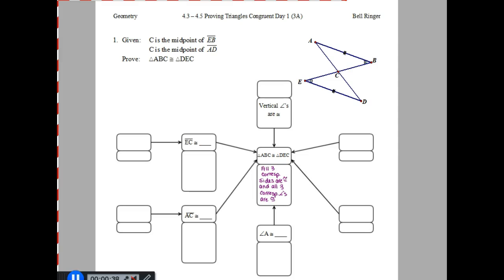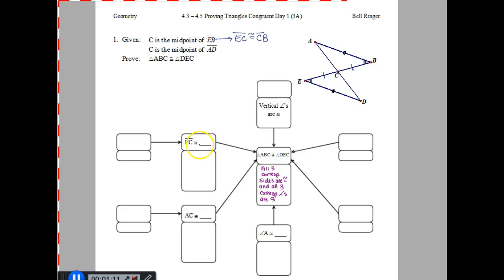So let's look at our first given, that C is the midpoint of EB. A midpoint divides a segment into 2 congruent segments, so C is cutting EB into 2 parts. So I tick mark my segment into 2 congruent segments. And I look, EC is congruent to CB. That probably goes here.